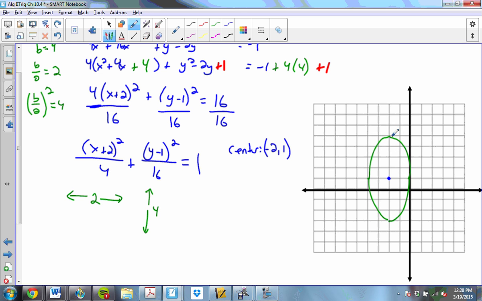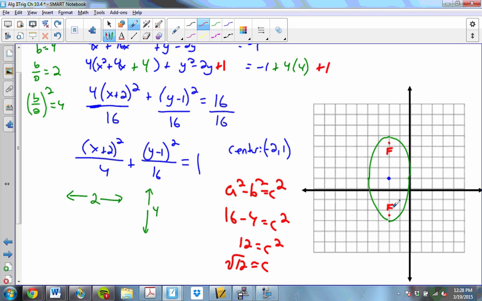If I wanted to find my foci, I would find the c value, so that'd be a squared minus b squared is c squared. This is the only time where it matters that a has to be bigger than b, because that means you get a positive number as you solve. It's root 12, we're going to say it's 3.5. I don't really know what it is, so we'll just call it 3.5-ish. Right around there, those are my foci. This point right here would be a vertex, this would be a vertex, this would be a co-vertex, this would be a co-vertex.